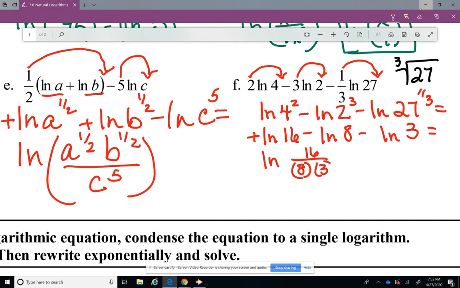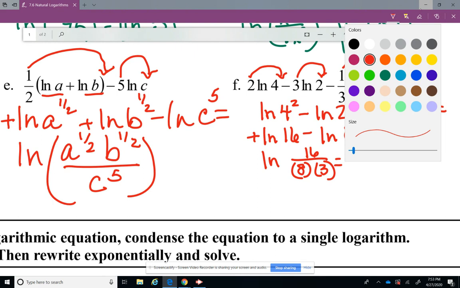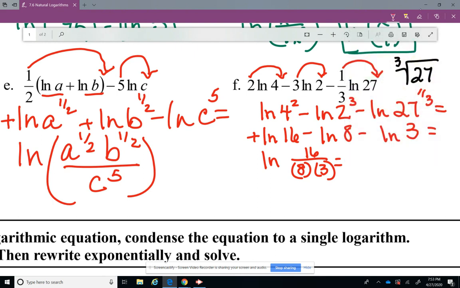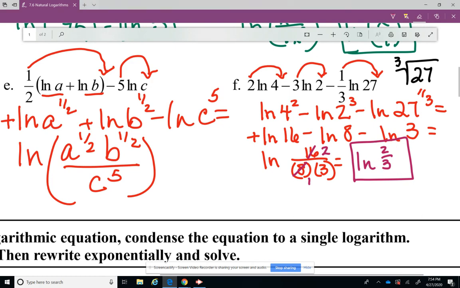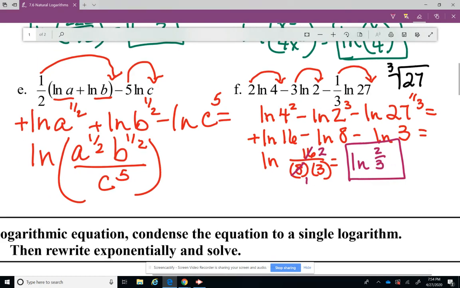8 times 3. Now, you don't have to multiply that. You could go ahead and reduce. 8 goes into 8 once, and 8 goes into 16 2 times. So that's the natural log of 2/3. If you want to put it in parentheses, you can. If you don't, you don't have to. This is how it would look if it didn't have parentheses. All right, either way is fine.